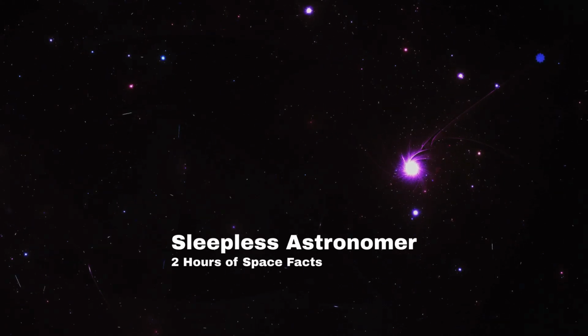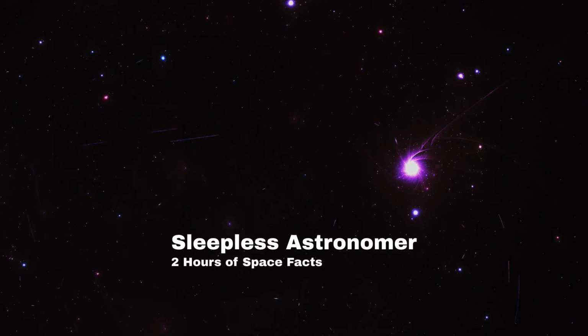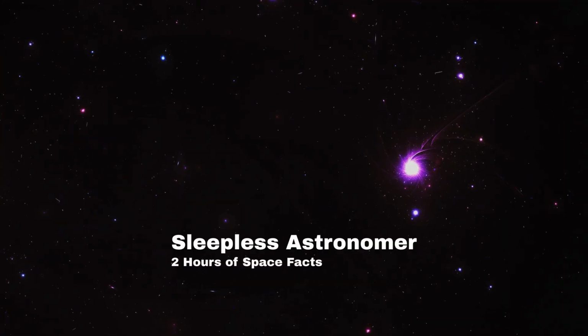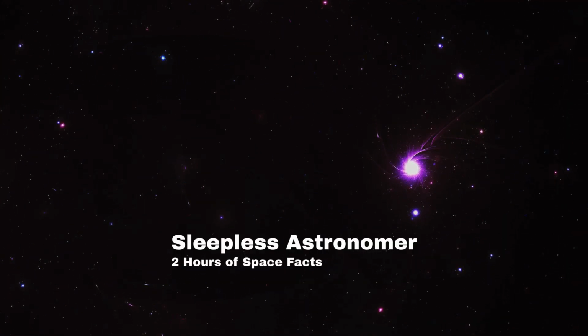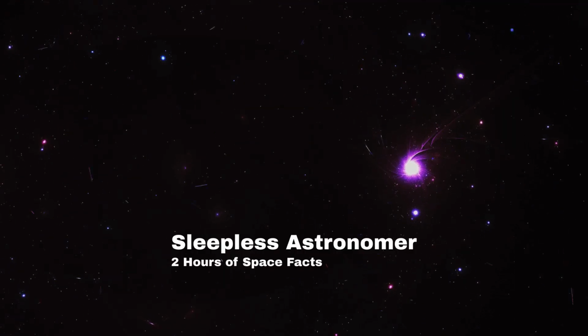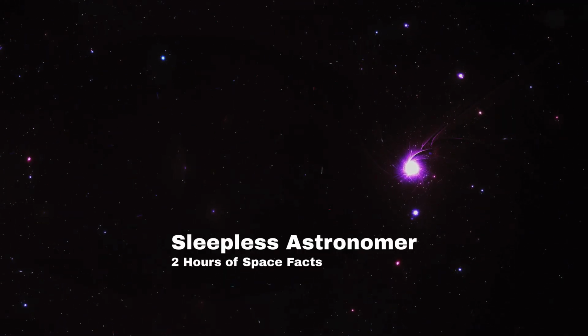Another way rings form is through collisions. Imagine two moons orbiting a planet on paths that eventually intersect, or an asteroid from elsewhere in the solar system crashing into a moon.